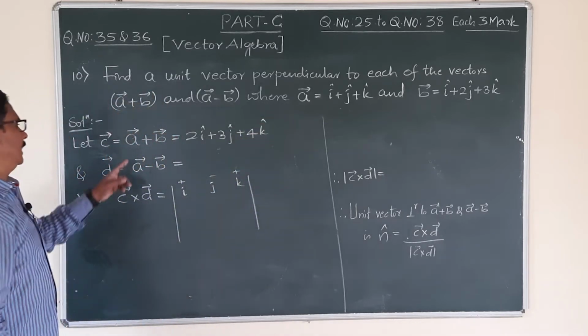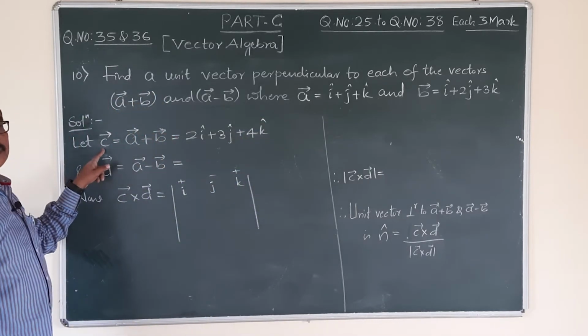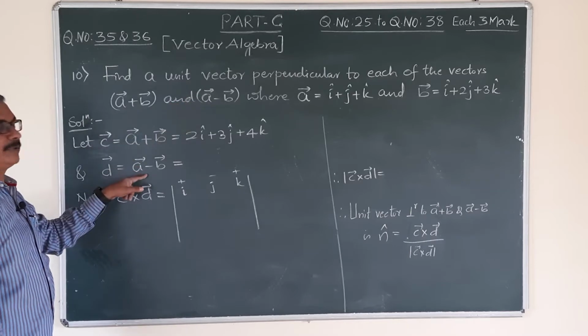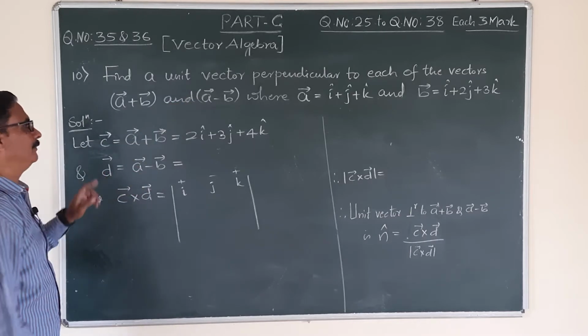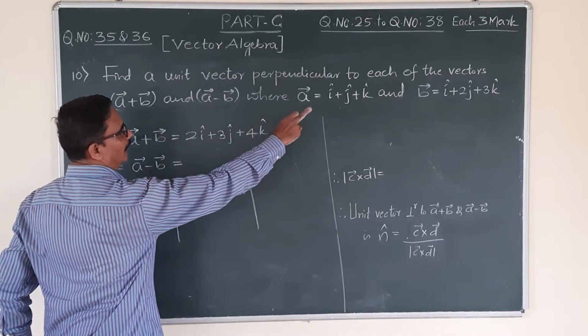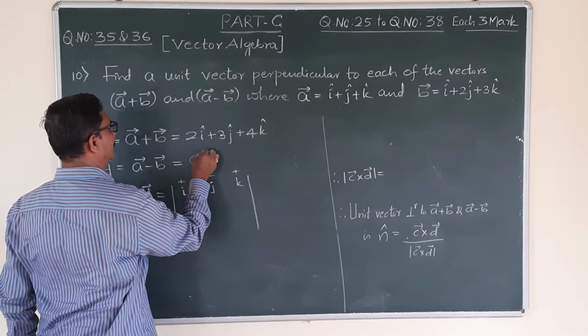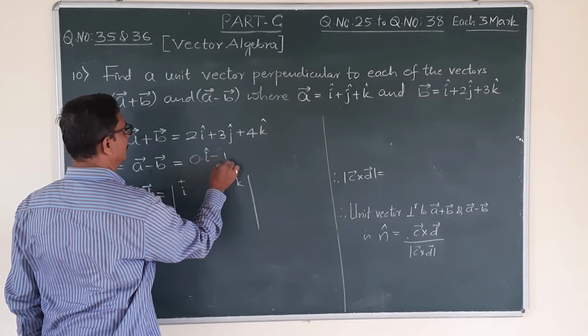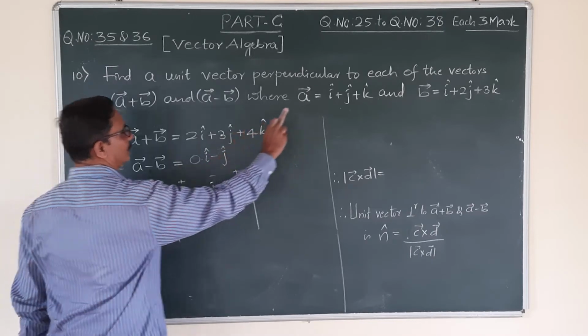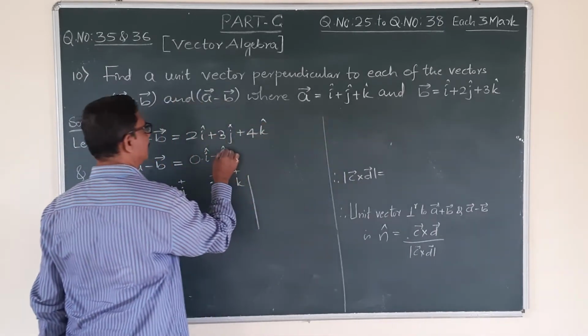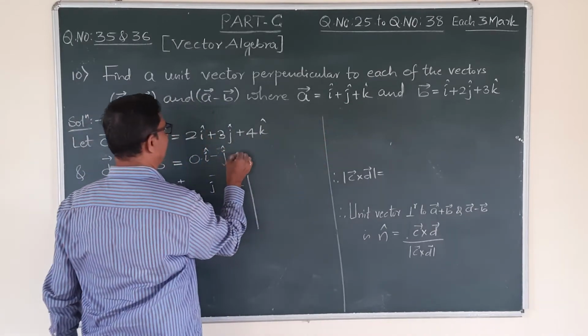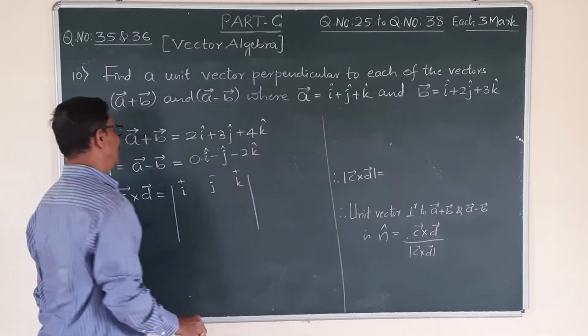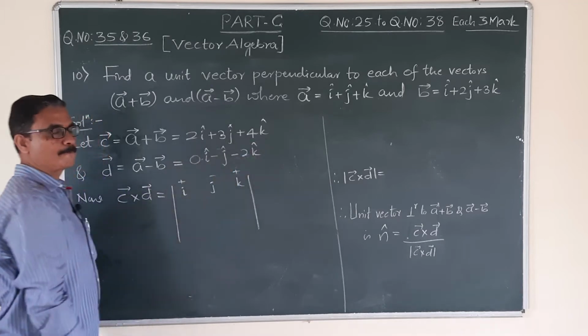Okay. Then that A plus B vector is denoted by C vector. Then to find A minus B vector, that is denoted by D vector. Subtract: 1i minus 1i, 0i. 1j minus 2j, minus j. 1k minus 3k, minus 2k. This is A minus B.